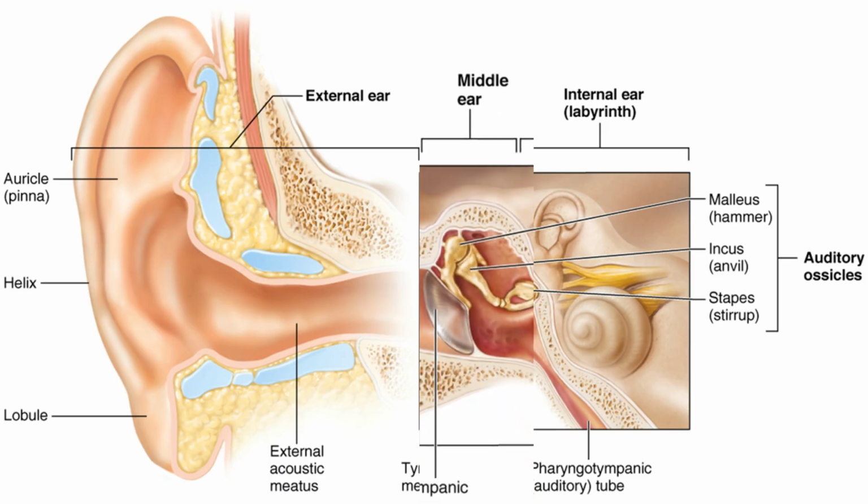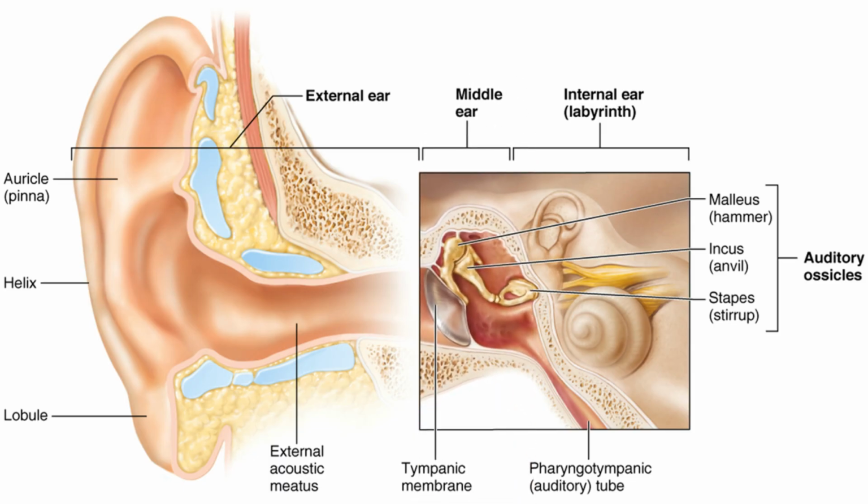Part B, the middle ear. Moving into the middle ear, we have the tympanic cavity, the three ear ossicles, the malleus, incus, and stapes, which amplify vibrations, and the pharyngotympanic tube, which equalizes pressure.